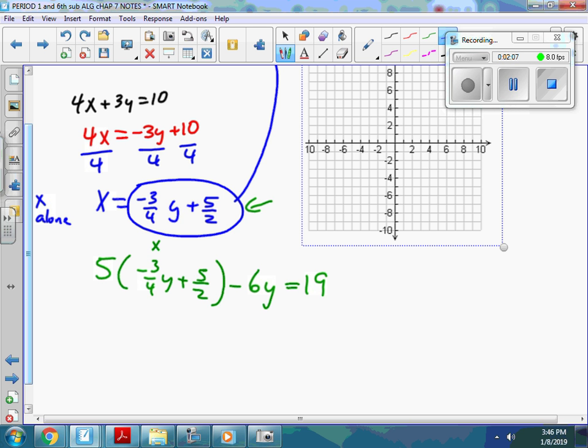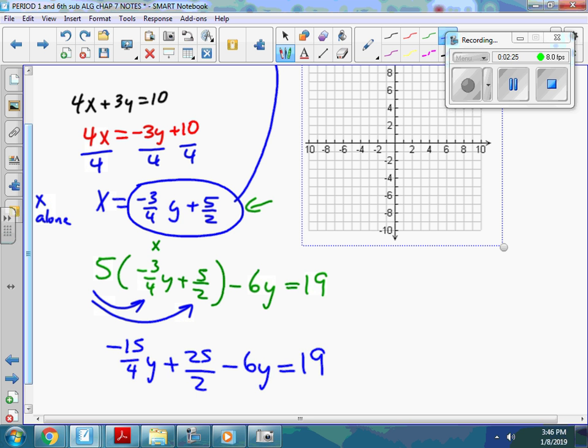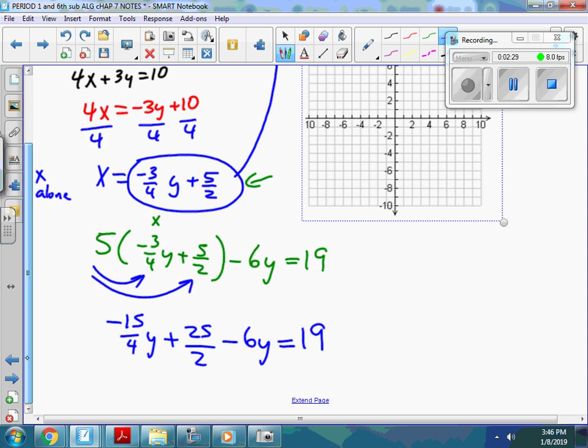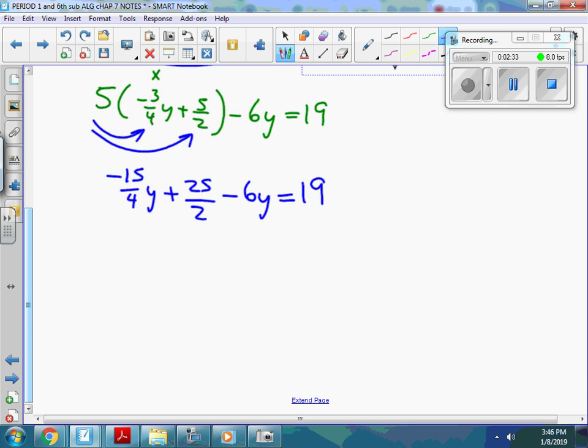Okay, going to do the same thing as before. Distribute the 5 to both things. So now I have negative 15/4 y plus 25/2 minus 6y equals 19. Yeah, still looking pretty ugly. Now I got to combine y's. At this point, you might want to use your calculator, which I don't have on here.